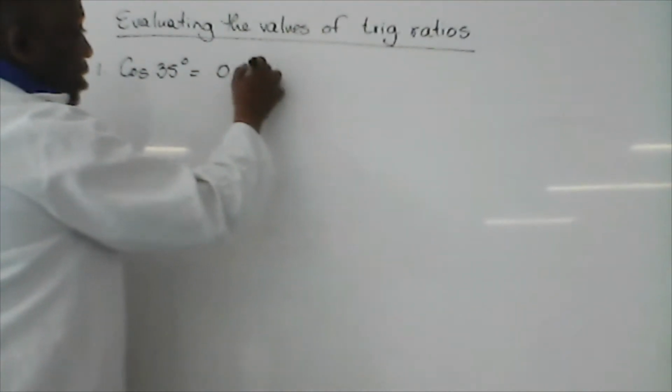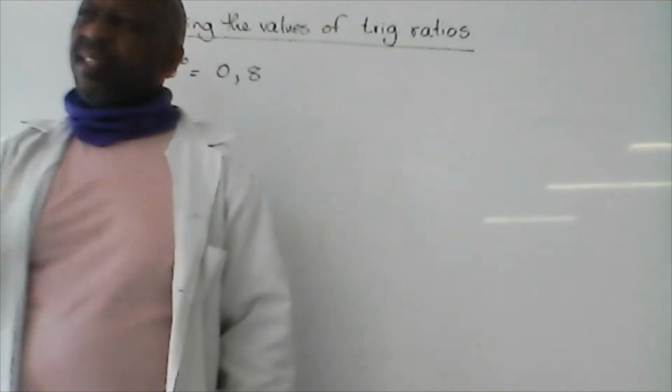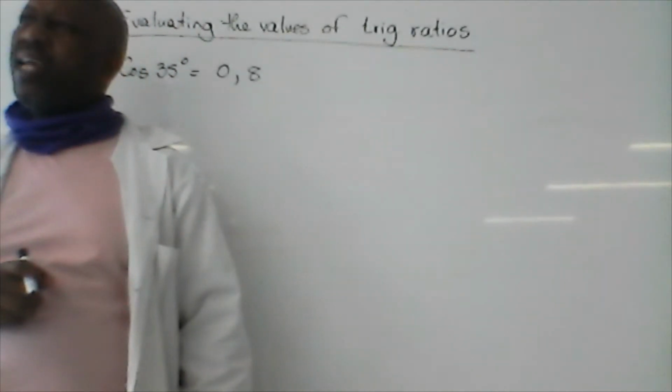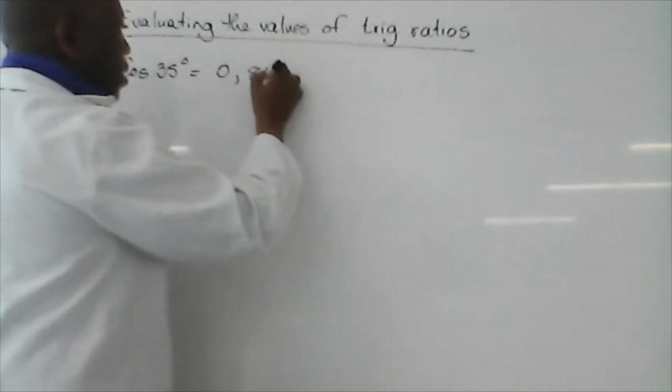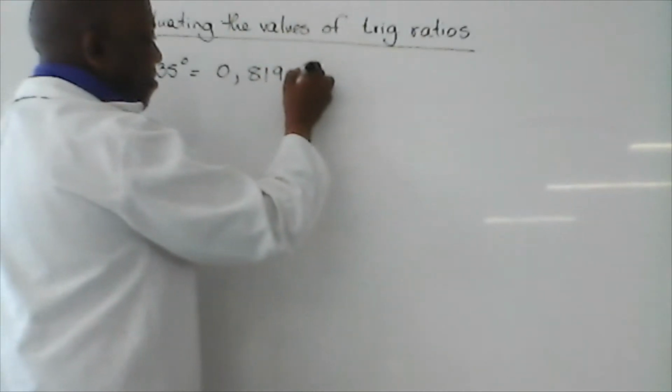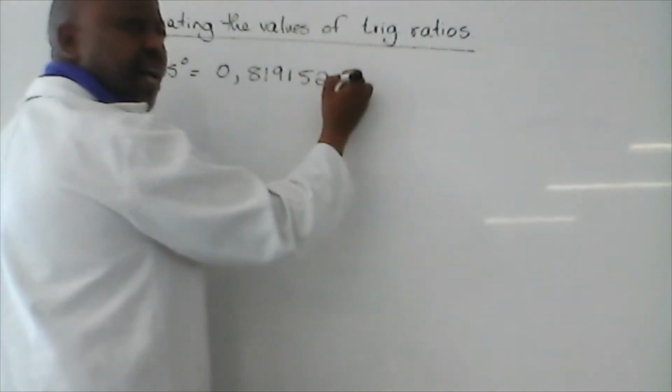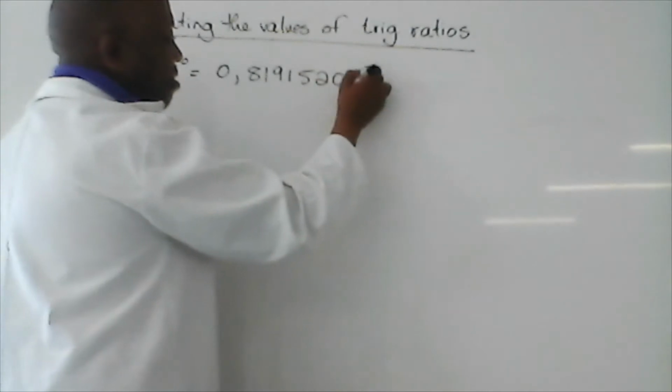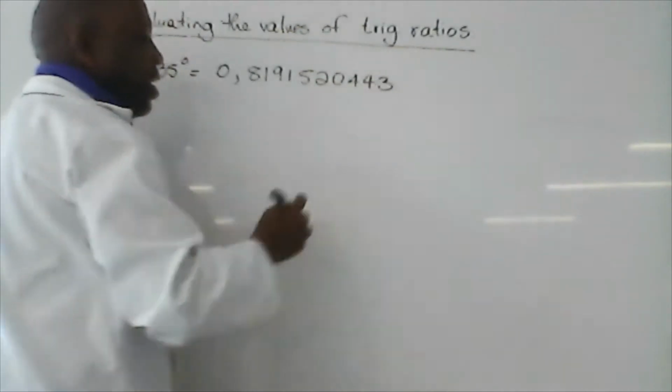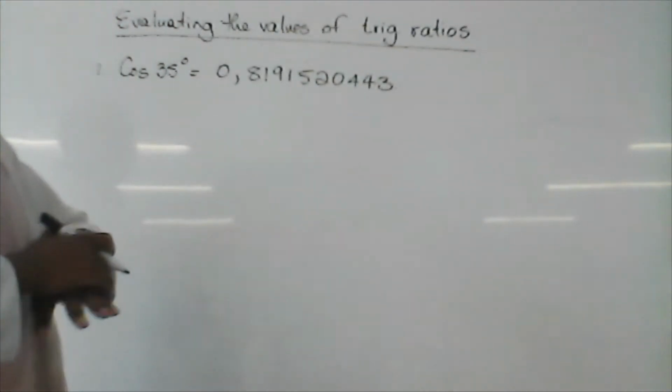0.820, comma. So basically, what was the answer again? Give me the long answer. 0.81915443. Let me just take you on a tour here.